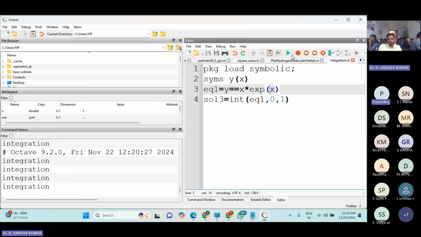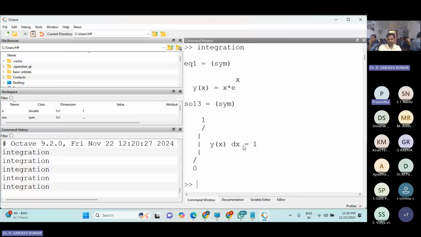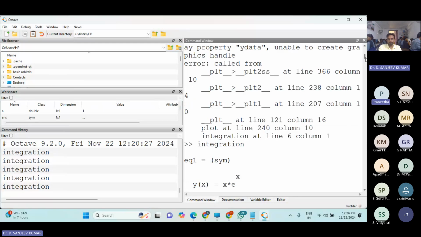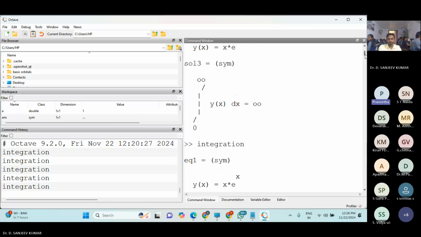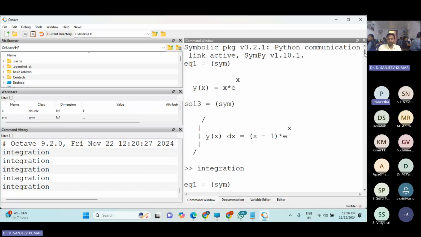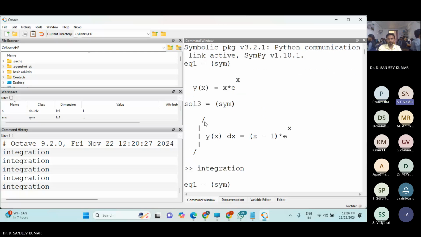That's all. That's how you can perform symbolic integration. If you supply the limits, you'll get the exact result, and if you don't supply the limits, you'll get the functional form of the solution, like this: integral y x dx is equal to x minus 1 e power x.